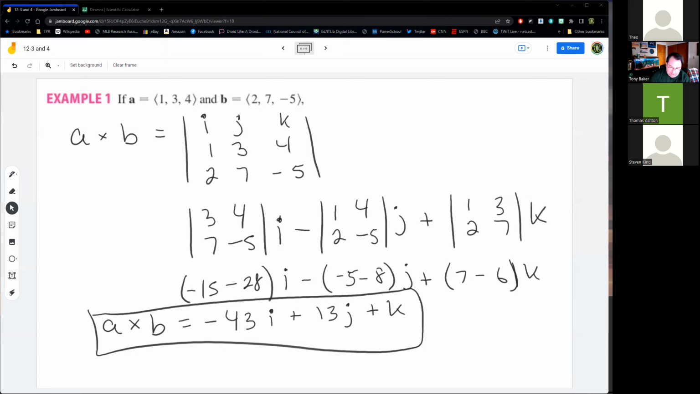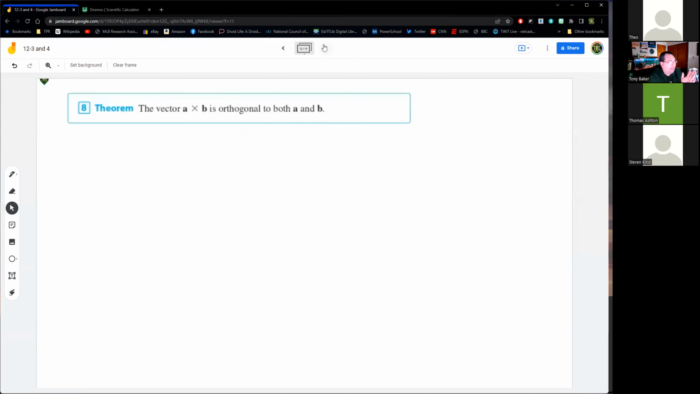I said one of the main use cases of the cross product is that the cross product is orthogonal to both A and B. So when you look at the cross product, it's going to give you a vector that is perpendicular to both of them.